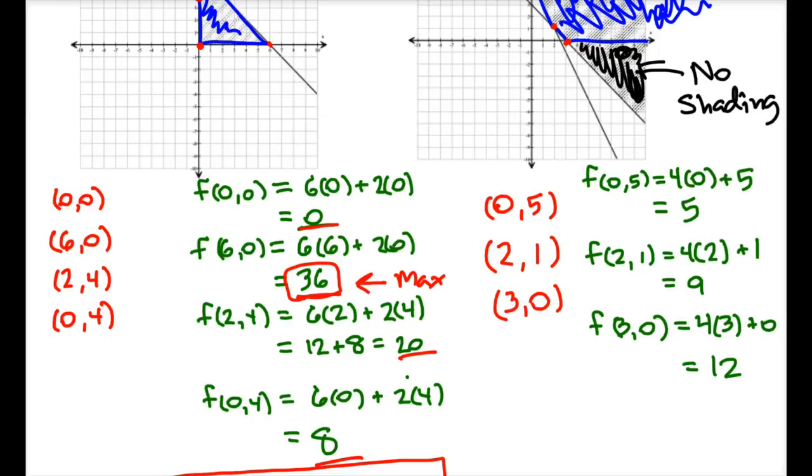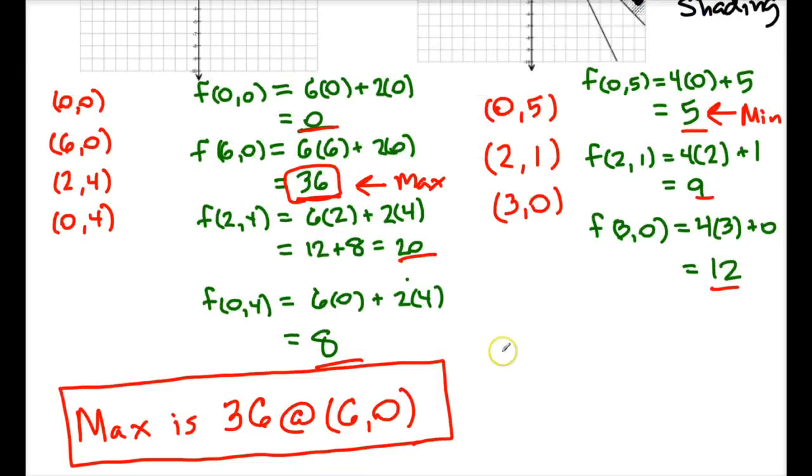And so this time I want to find the minimum value. The minimum value for this problem is going to be 5 when we compare 5, 9, and 12. 5 is the smallest, so that means that our minimum is 5 at the point 0, 5.